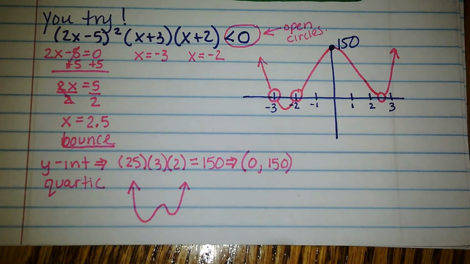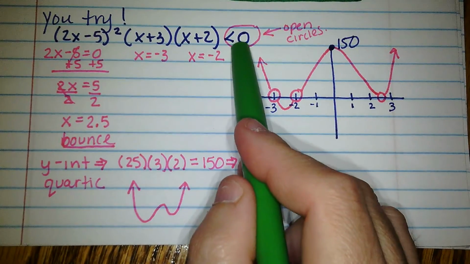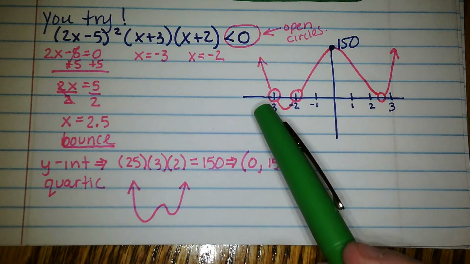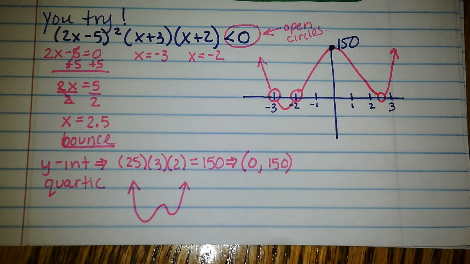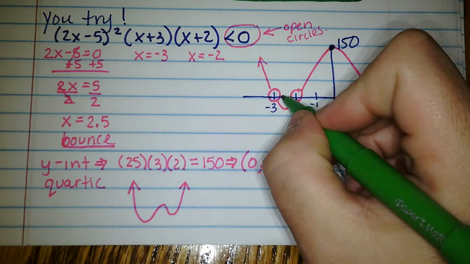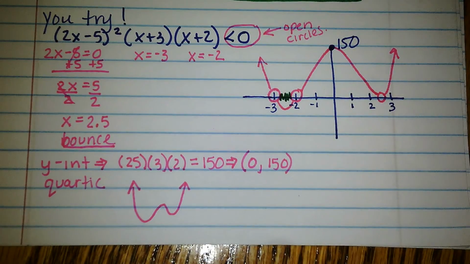Now it's time to shade. This is a less than. We know less than means that we're looking for a dip in the graph where it's below the x-axis. Luckily, there's only one itty-bitty section. Look at this whole thing. This only dips underneath between -3 and -2.